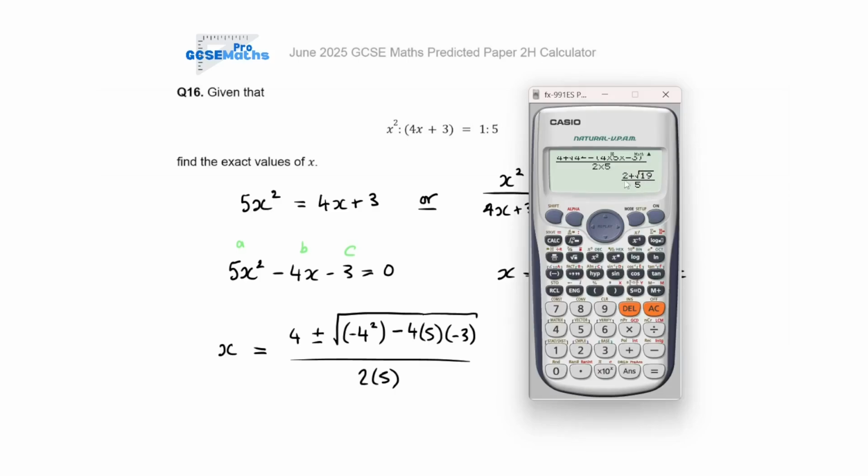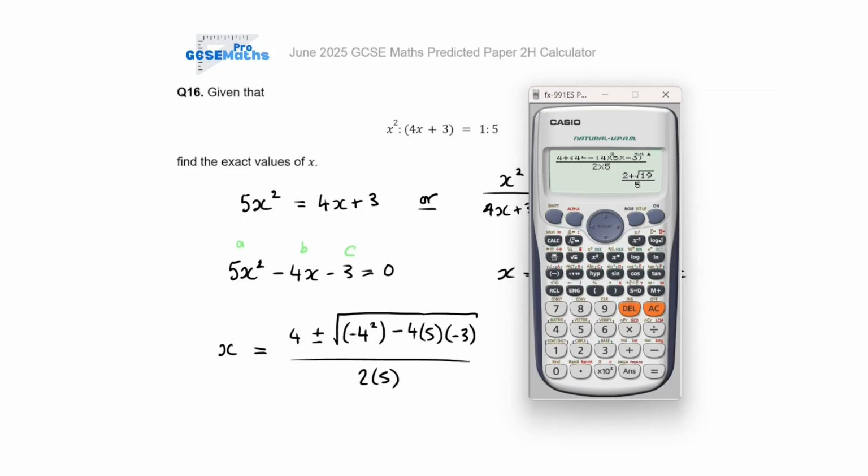And as you can see, it's given me this. Now, if you look at the actual number, it's loads of decimals. They haven't told me how to round it because they've asked for the exact values. The exact value is this format here, the third format. So I'm going to have 2 plus root 19 over 5, and then technically 2 minus root 19 over 5, aren't I? Those are my two answers.